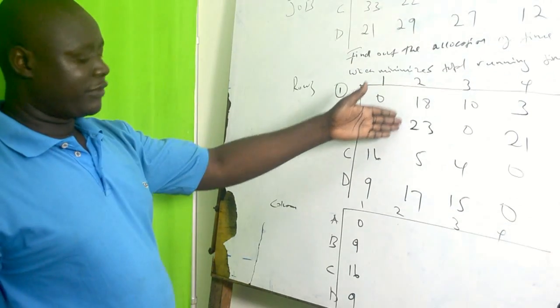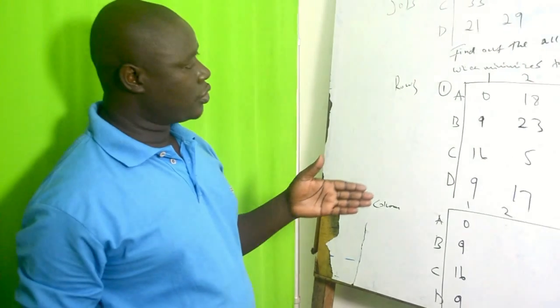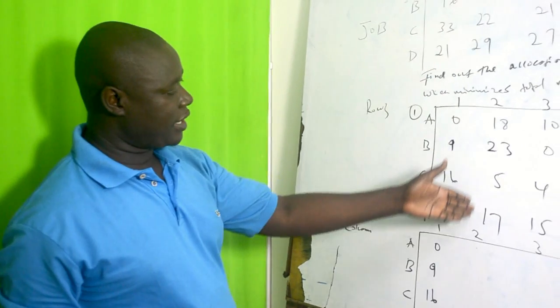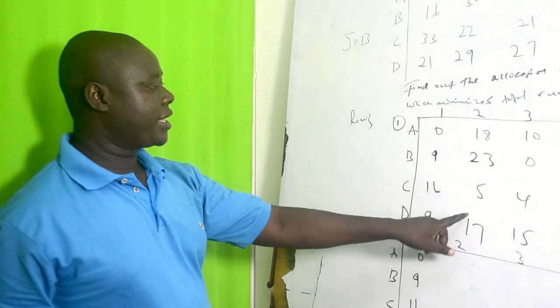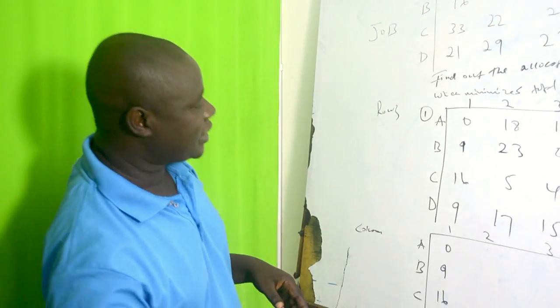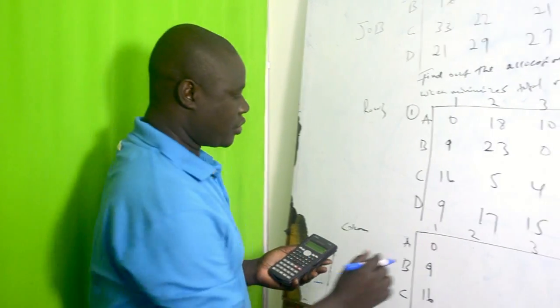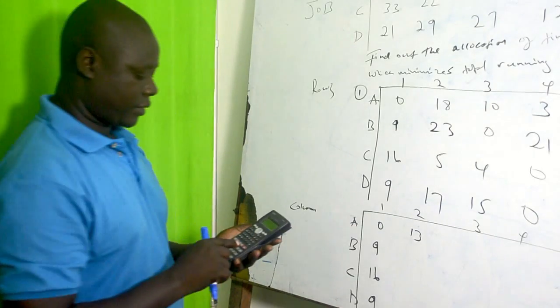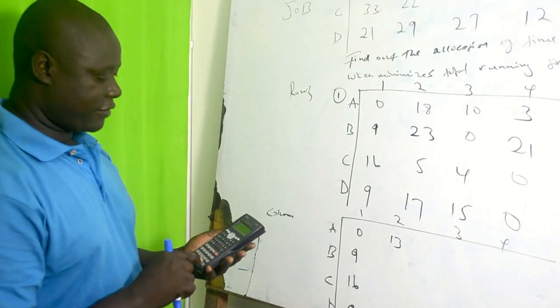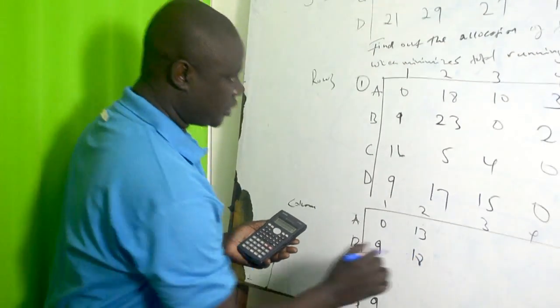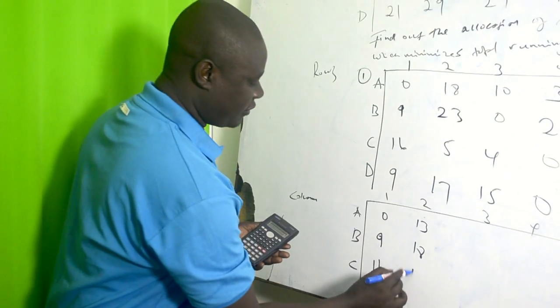Column 2, we don't have 0. So in that case, we are going to look at the minimum number. The minimum number here is 5. Then we are going to subtract 5 from all the numbers. 18 minus 5, you get 13. 23 minus 5, you get 18. 5 minus 5, you get 0.